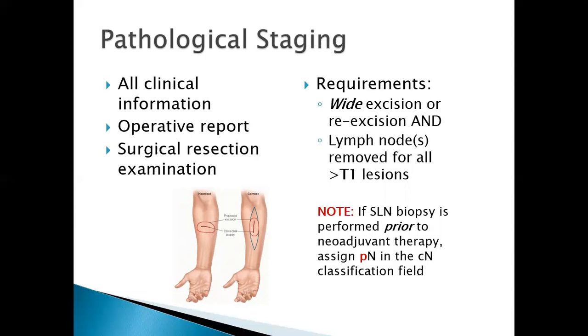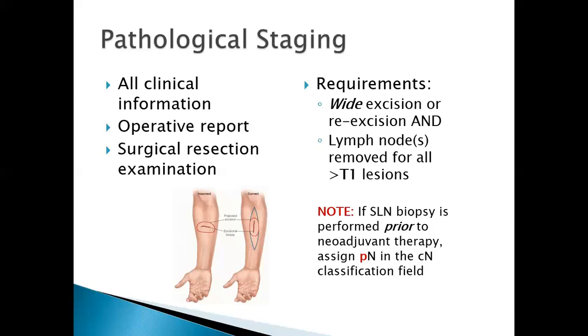So once again, if you have a pathological T1 lesion or an in situ lesion, lymph nodes are not required to be removed by the surgeon. So then we would assign the pathologic T, whatever we have for our situation. But then if no lymph nodes were removed, then we assign a cN0 in the pN category, all right?